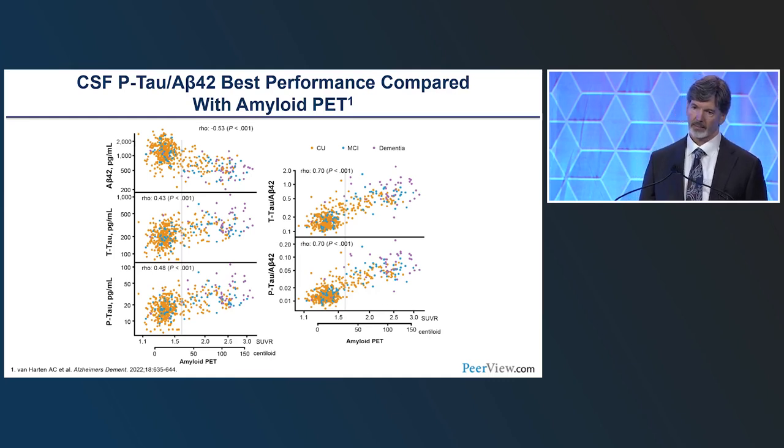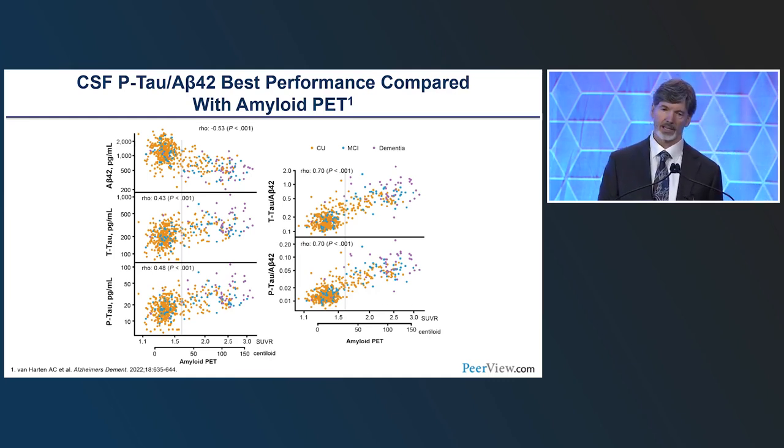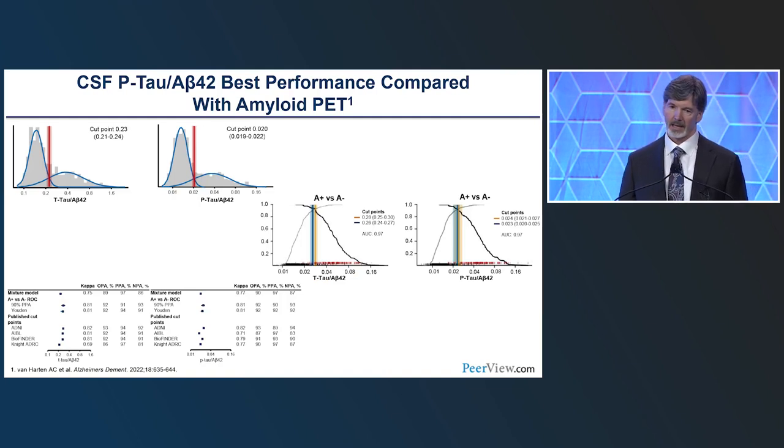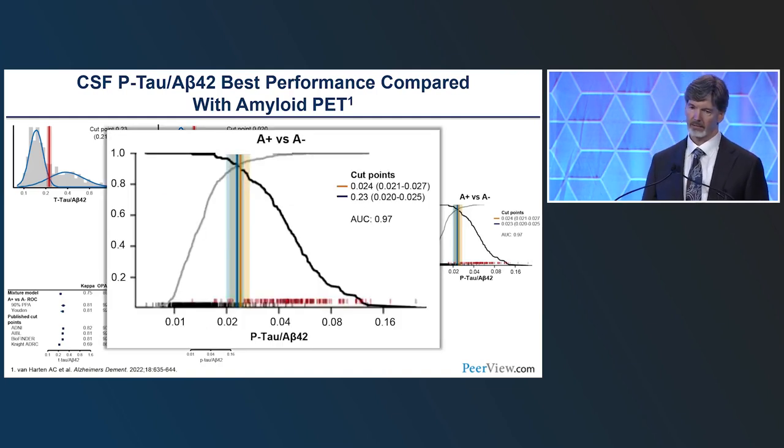Just one slide about why choose one or the other. In CSF, p-tau over A-beta 42 ratio has been shown to be one of the best performers as it compares to amyloid PET, and some scatter plots here showing t-tau and p-tau on the right, showing better ROC values than what we see with just single A-beta 42 or A-beta 42 ratios. And I'll just show you this one pull-out of this figure from a paper that was published recently showing the AUC of p-tau ratio over A-beta 42 is pretty good.